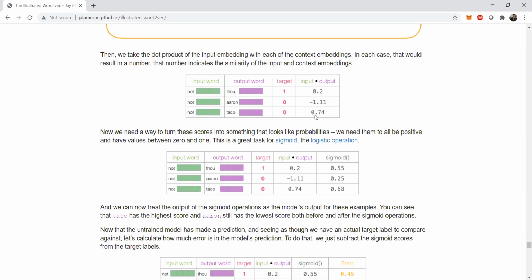Now, a very important function is the sigmoid function. We can translate this into a binary or logistic regression function by passing this to the sigmoid kernel, or the sigmoid activation, right? When we pass this input dot output to the sigmoid function, we get these translated values. So for 1, we get 0.55, that is for not and thou taken together, dot product, right? Not and Aaron dot producted gives 0.25 as our sigmoid score, and not and taco gives 0.68. Now, why do we do this? Because we need to normalize the scores between zero and one. That is why we need the sigmoid, right?